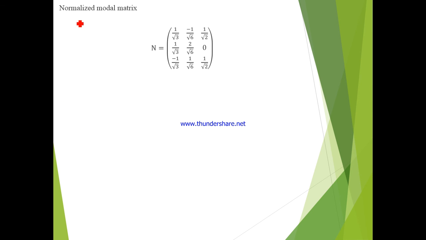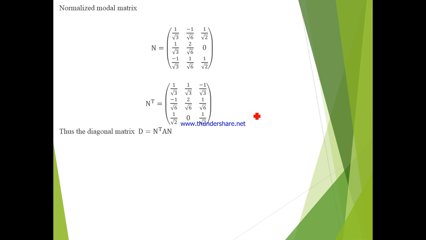Next we write the normalized modal matrix N. We collect all three normalized eigenvectors. Then we find N transpose, which means we change rows into columns. We take each column and write it as a row. This is N transpose.